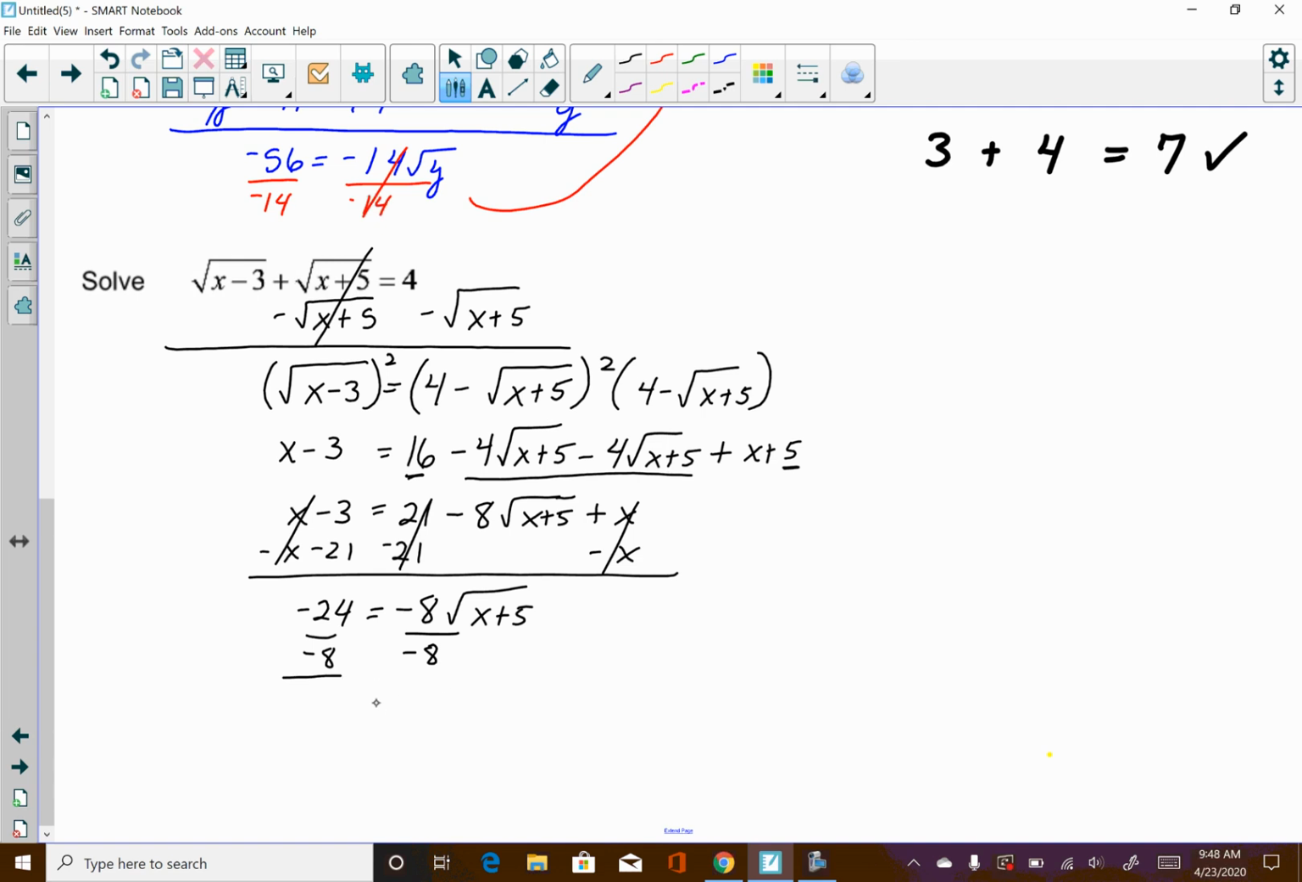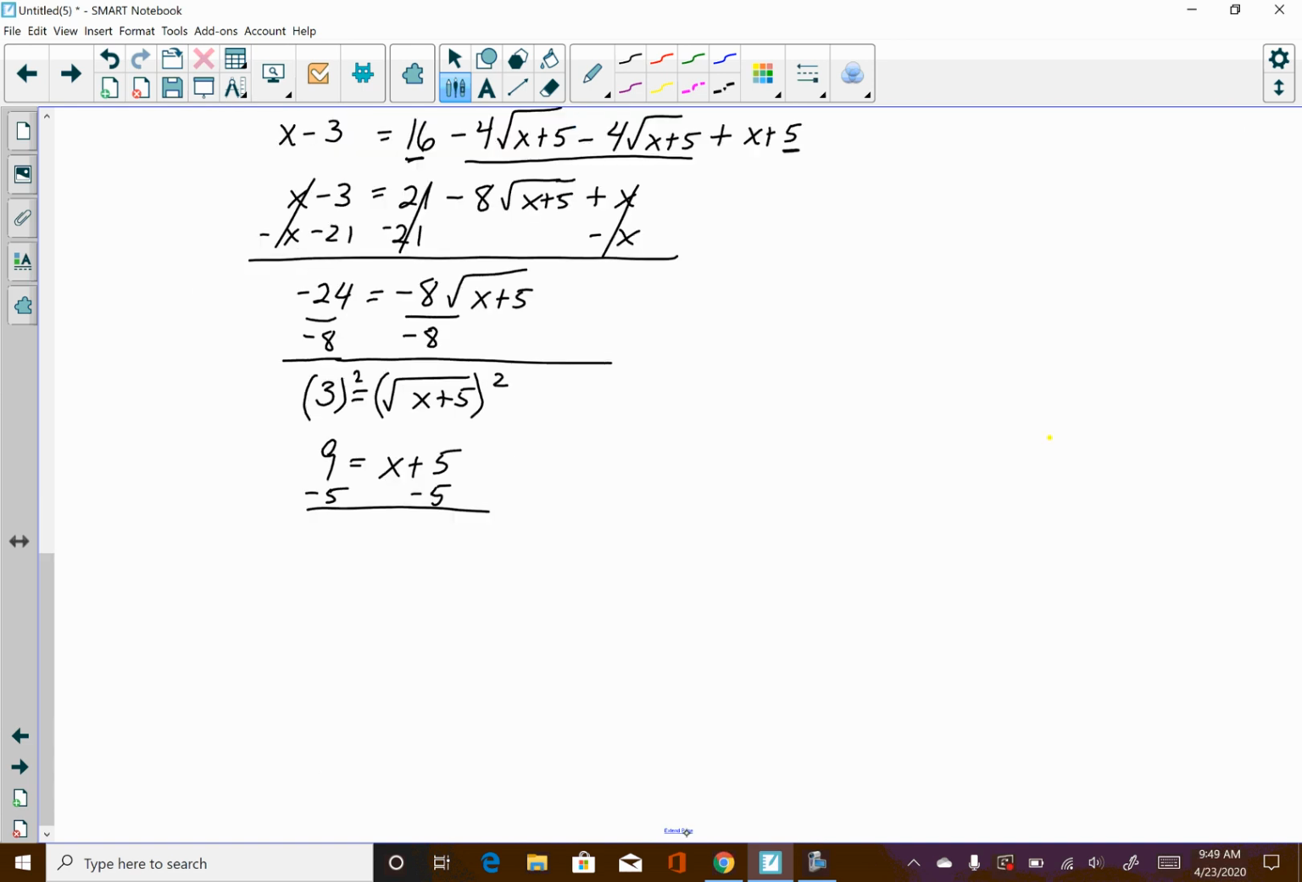And then I'm left with, I'll just go ahead and get it. Negative 24 divided by negative 8 gives me a positive 3 equals this square root of x plus 5. And now square both sides. Get rid of that square root. 9 equals x plus 5. Subtract 5 from both sides. And we're left with x equals 4.